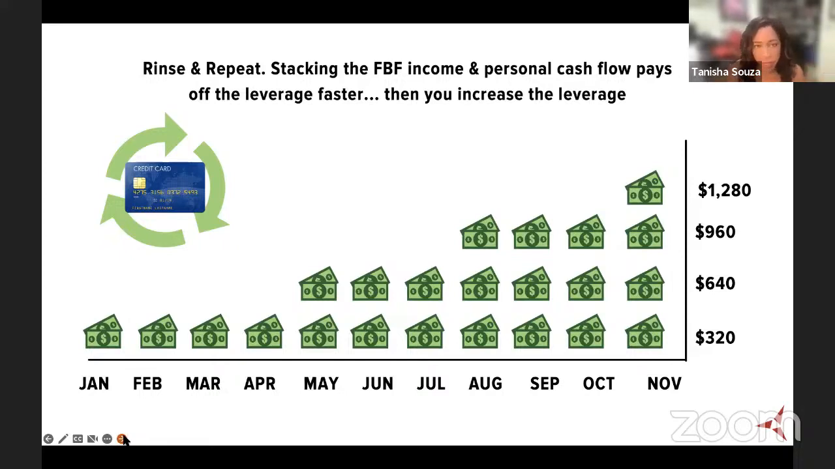It's like taking a snowball, putting it at the top of a mountain, rolling it downhill. I don't know if this is true or not, because I've never tried it, and I don't live in snow, but it's supposed to increase in size and pick up steam, pick up more snow, and just keep rolling down and getting bigger and bigger until it's like this huge, giant snowball. And that's what we're doing here.